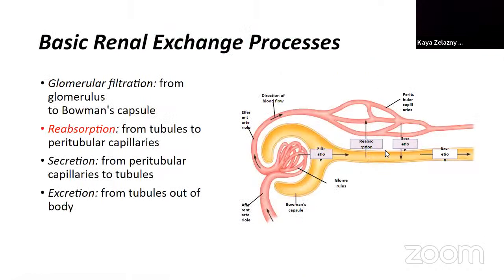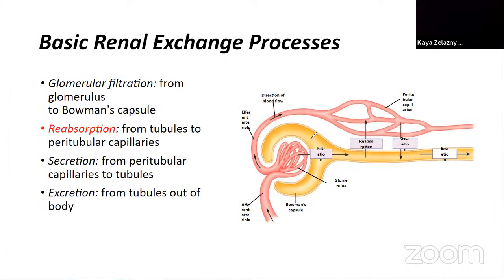So our basic exchange processes are going to be happening between two locations. We're going to be paying attention to what's going on in the nephron versus what's going on in the neighboring blood flow, which is usually going to be various peritubular capillaries, right?